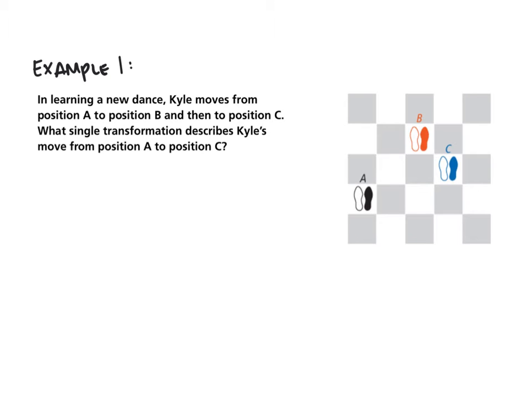So I want to write this out a couple ways. First, I'm going to write this out as if we are translating Kyle's position by 2 different translations. Okay, so we are going to translate. We're going to take Kyle. I'm going to write Kyle here, and we're going to translate him 2 ways.